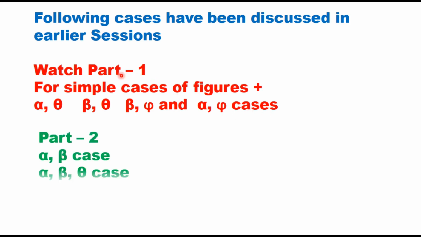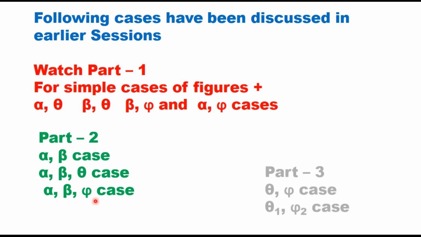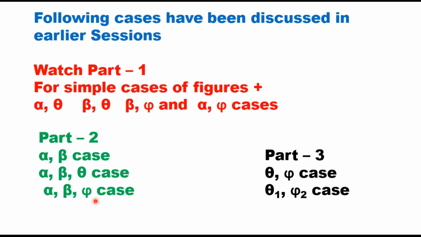In the second part, we discussed the alpha beta case when the plane figure is inclined to both the reference planes, and also we discussed the alpha beta theta and alpha beta phi cases. That means when the plane figure is inclined to both reference planes and one edge is inclined to either the horizontal plane or the vertical plane. In part 3, we discussed the theta phi and theta 1 phi 2 cases.